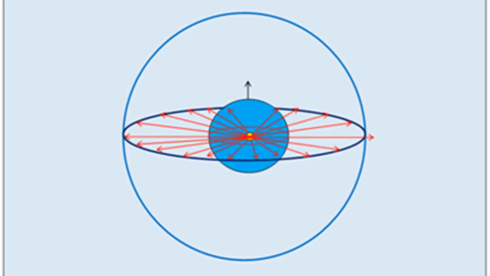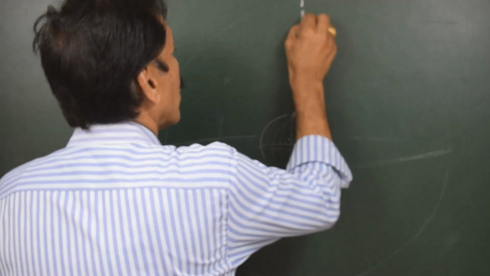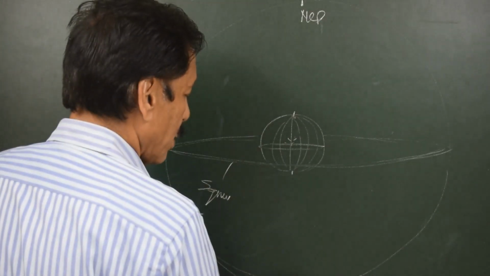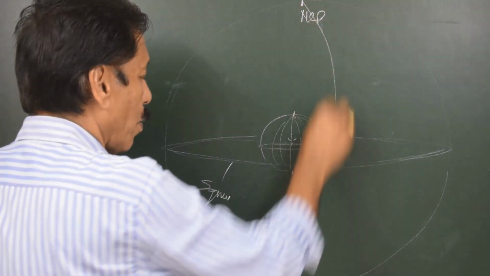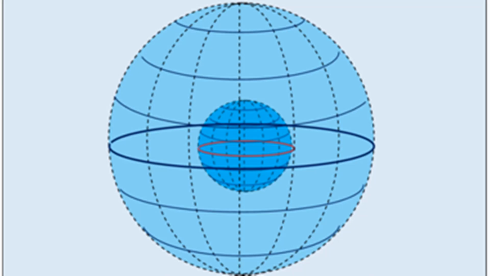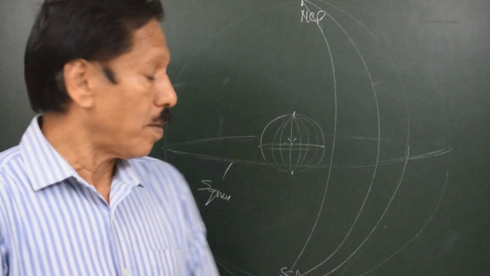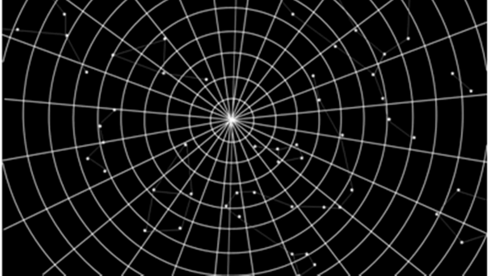Similarly, because of the light, the shadow of north and south geographic poles will be called north celestial pole and south celestial pole. And the shadow of these meridians will be called celestial meridians. So this is how you may say that everything on the Earth can be projected on the celestial sphere. For projection, you have to draw a line from the center of the Earth radially outwards towards the sky.